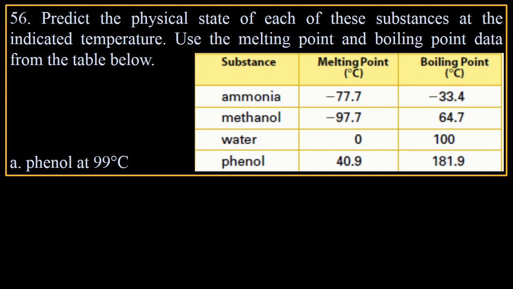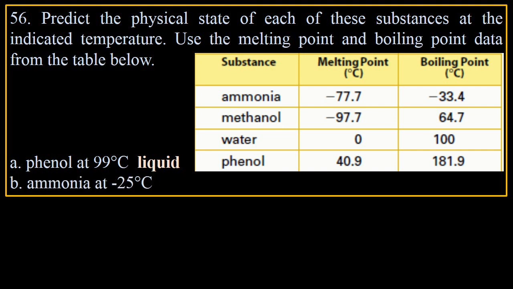All right, phenol at 99 degrees. That's between melting and boiling, so that's going to be a liquid, right? It's going to be a liquid because it's between melting and boiling at 99 degrees, and that's correct. It would be a liquid. Do you see why phenol at 99 degrees is a liquid? It's between the melting point and the boiling point.